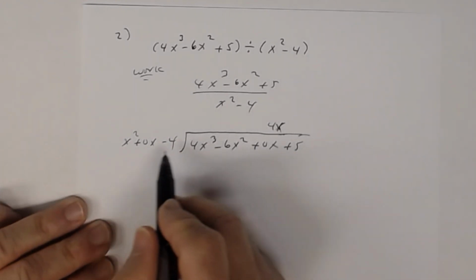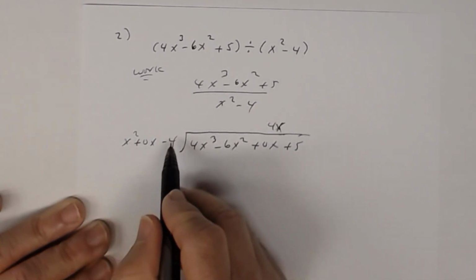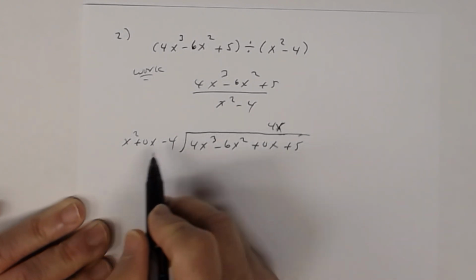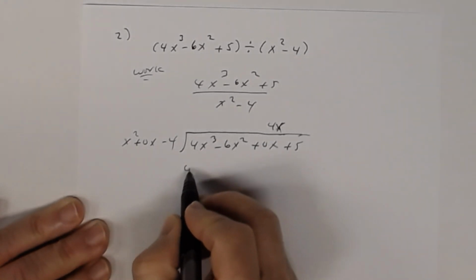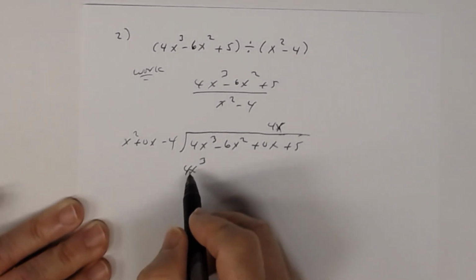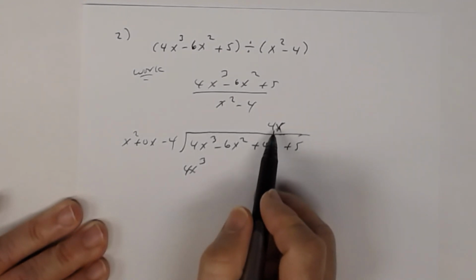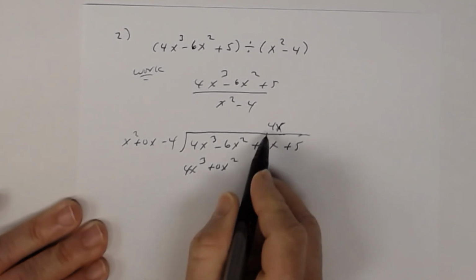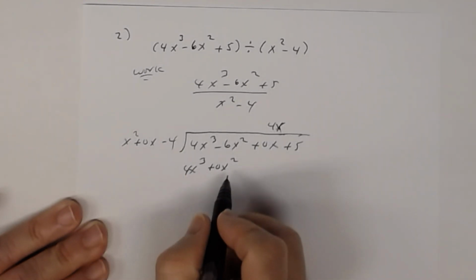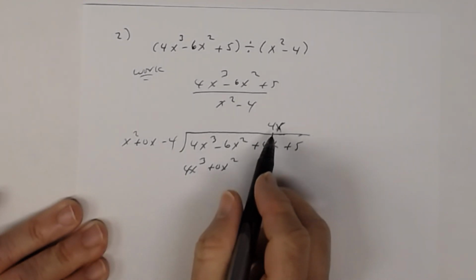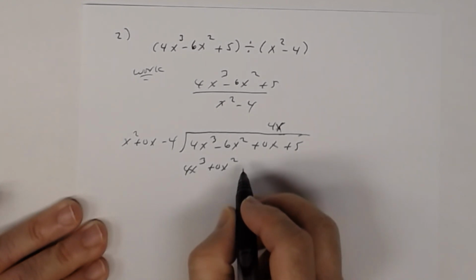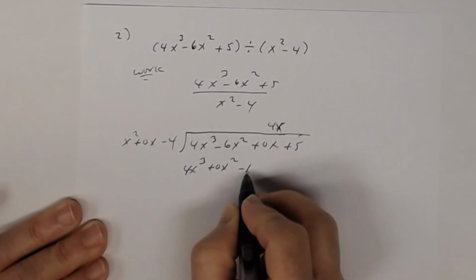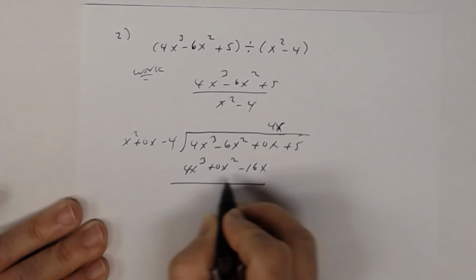Then what I just wrote, we multiply by every term of the divisor. 4x times x squared is 4x cubed. Doing this correctly, these have to be the same. 4x times 0x is 0x squared. 4 times 0 is 0. x times x is x squared. 4x times negative 4 is a negative 16x. All right, and then I subtract.